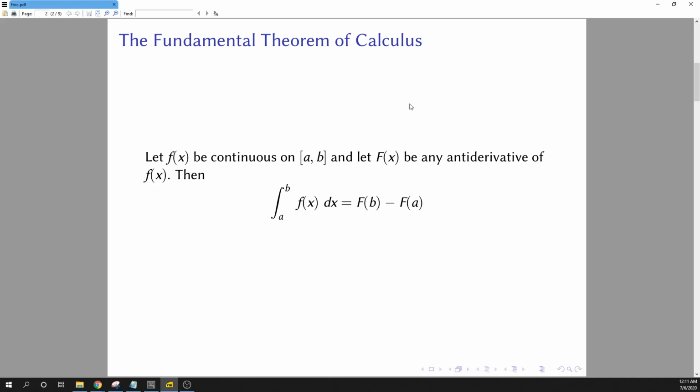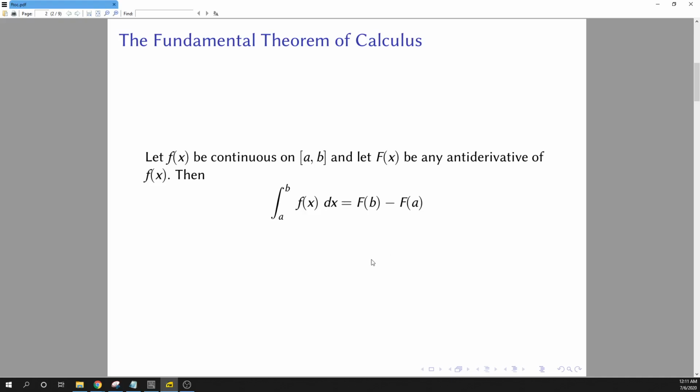Okay, so it says let f of x be continuous on the closed bounded interval [a, b], and let capital F be any antiderivative of f of x. Okay, so over here on the left hand side we have the definite integral from a to b of little f. And what the fundamental theorem of calculus, at least this part of it, says is if you find any antiderivative, all you've got to do to calculate the area is plug in the upper limit of integration into the antiderivative, and then plug in the lower limit of integration into the antiderivative, and subtract the two.